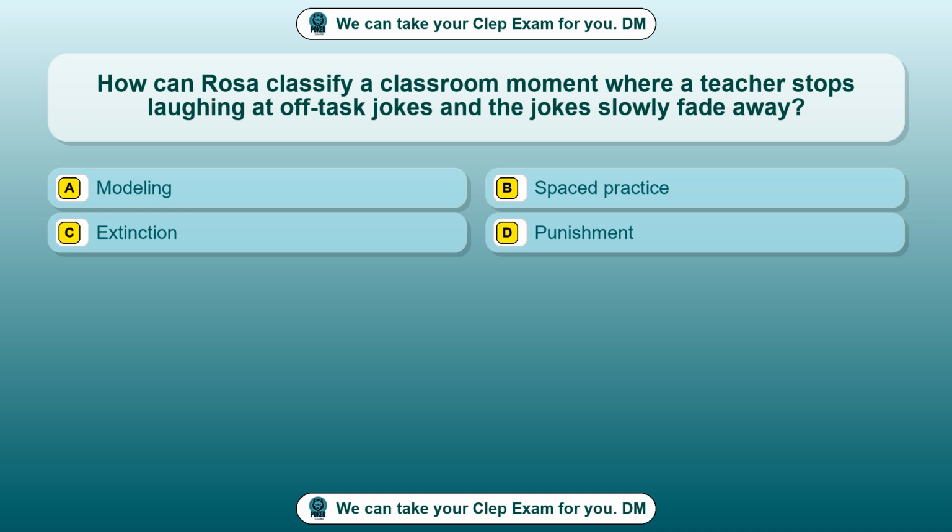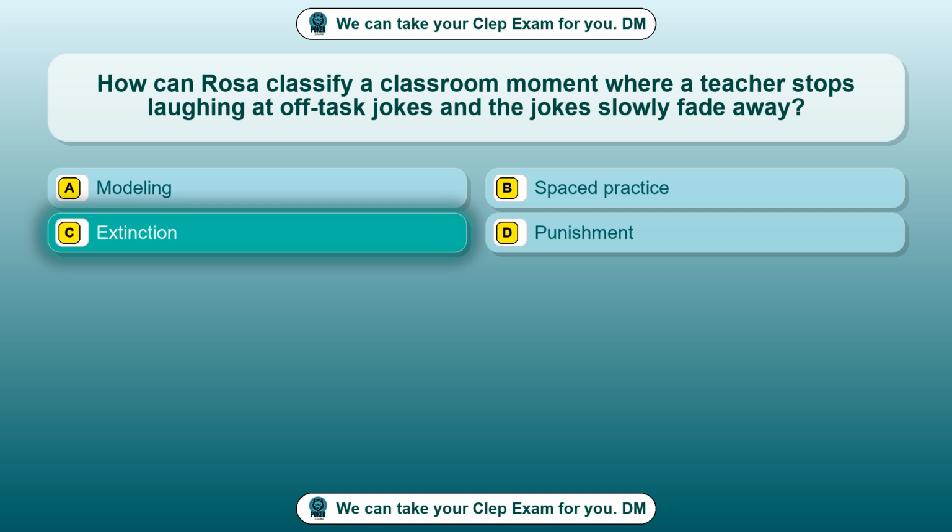Question 6. How can Rosa classify a classroom moment where a teacher stops laughing at off-task jokes and the jokes slowly fade away? Option A, modeling. Option B, spaced practice. Option C, extinction. Option D, punishment. The correct answer is option C, extinction.